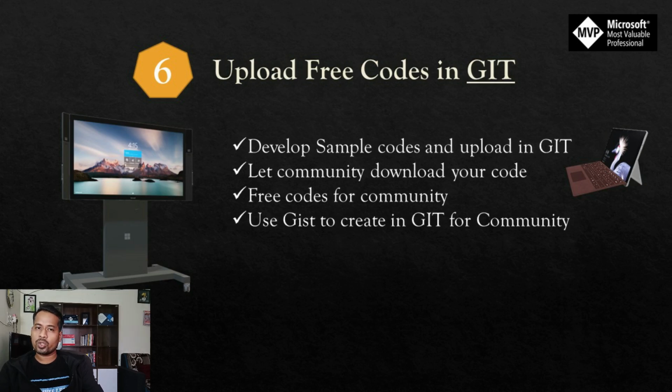So let the community download your code from GitHub. Upload free code for the community, and use gist in GitHub for the community. GitHub has a concept called gist. In a gist you can upload some snippets so that community members can download them and use them in their projects. JavaScript snippets or any snippets you can think of, C Sharp snippets, you can upload as a gist.